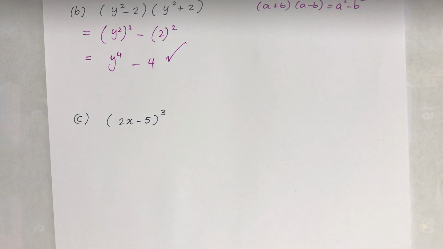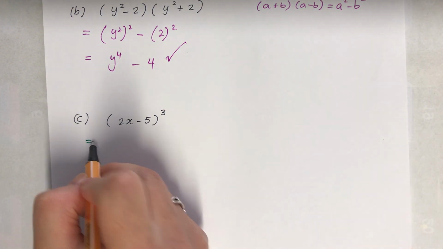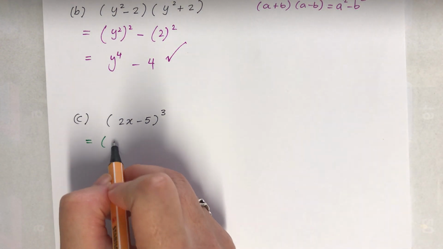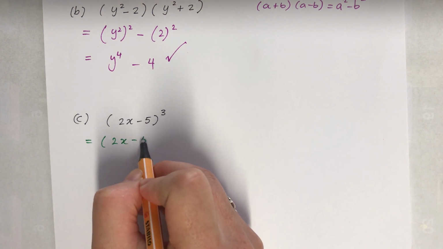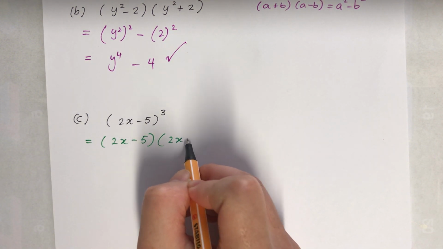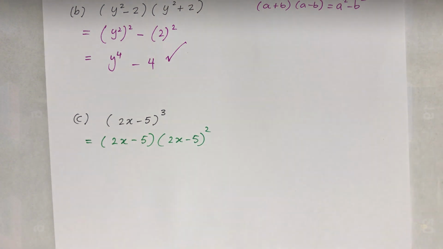Next one. Okay, so that looks like power of 3. Ooh, what am I going to do? It's okay. What I'm going to do is make it like this.